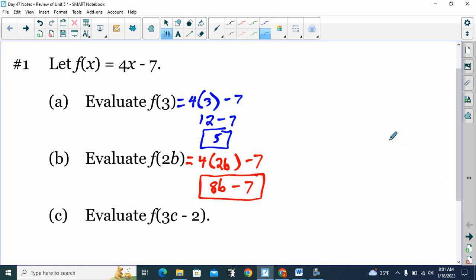And part C asks us to evaluate f of 3c minus 2. Well, f of 3, we put 3 in for x. F of 2b, we put 2b in for x. F of 3c minus 2, we're going to take 3c minus 2, and we are substituting it in for the x. So it's going to say 4 times x minus 7, but instead of x, I'm putting in 3c minus 2.